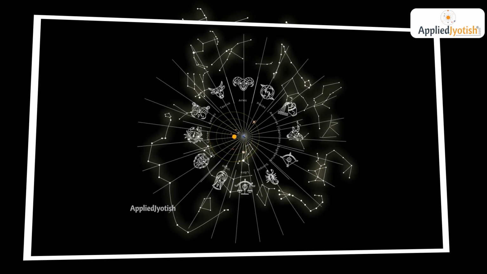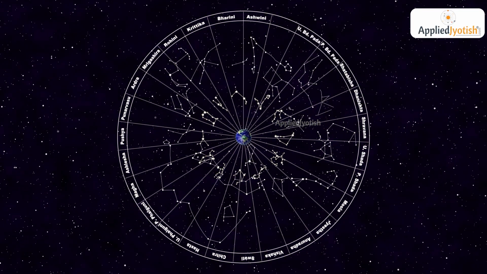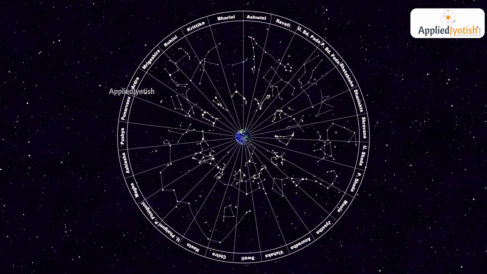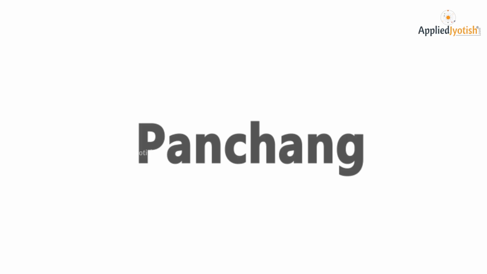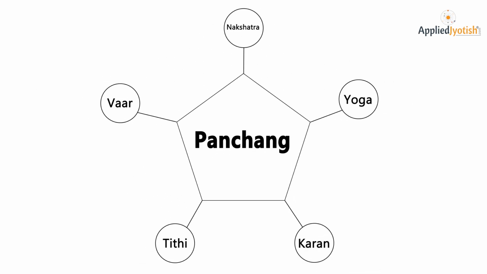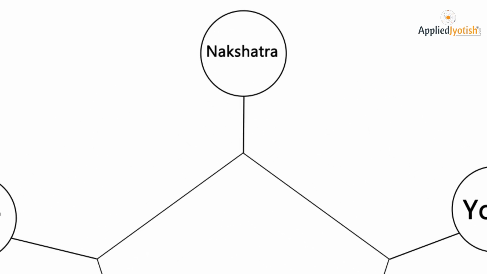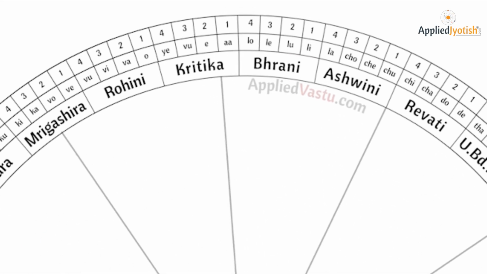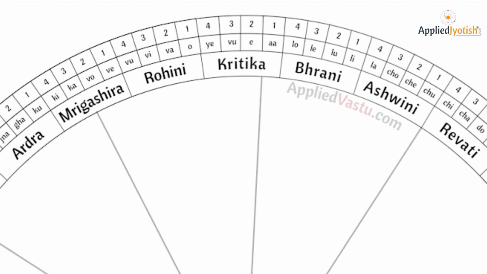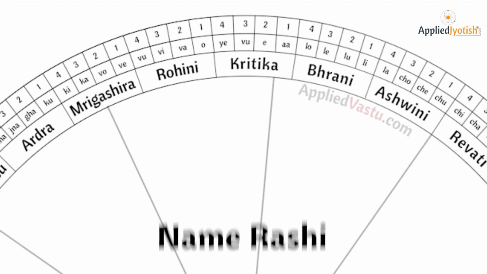In Indian astrology, nakshatras are extremely important. Through nakshatras, the calculations of dashas are done, which determine when specific events will occur in a person's life. In the Panchang, one of the five components is the nakshatra. Each nakshatra is divided into four padas, which are also used to determine the name Rashi.